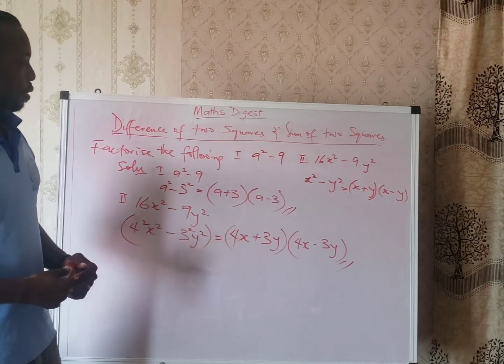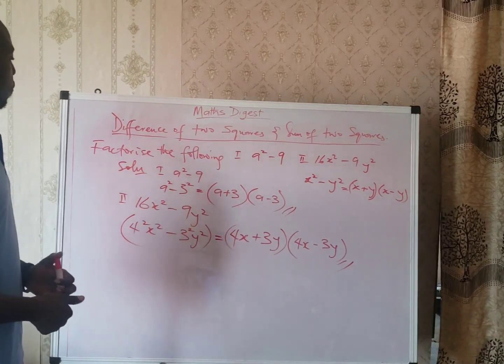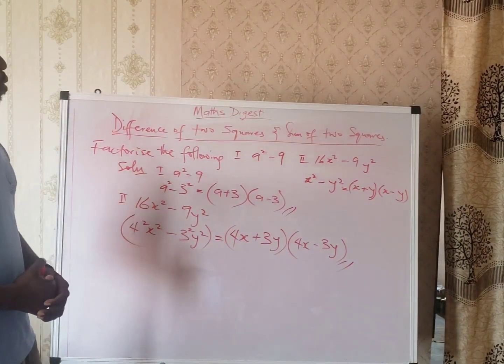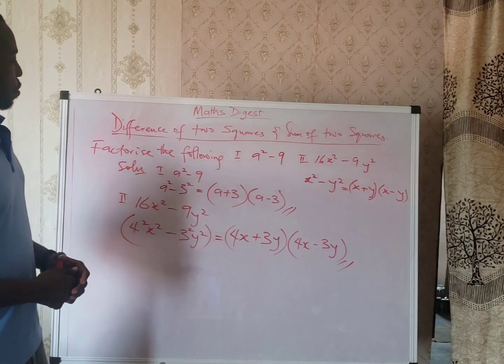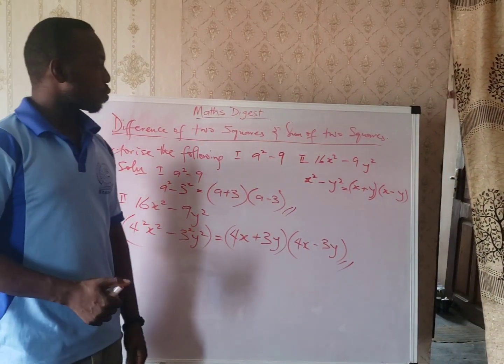Right, now we're going to take sum and difference of two cubes. Remember, sum of two squares doesn't have any factor, as we explained earlier. So let's take the example on the sum and difference of two cubes.